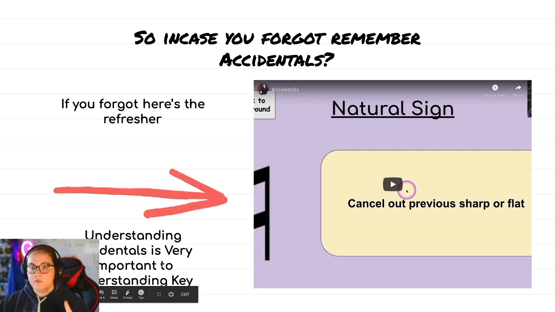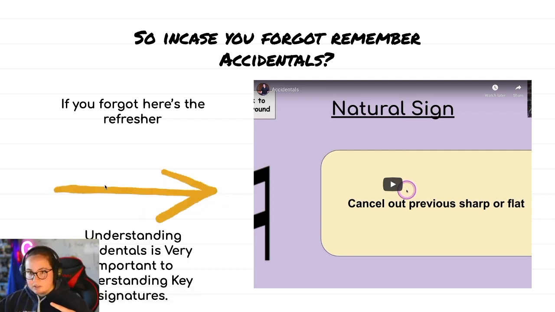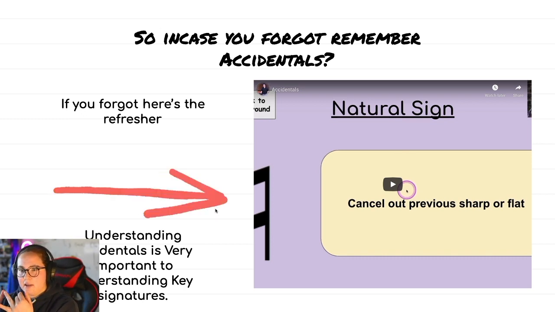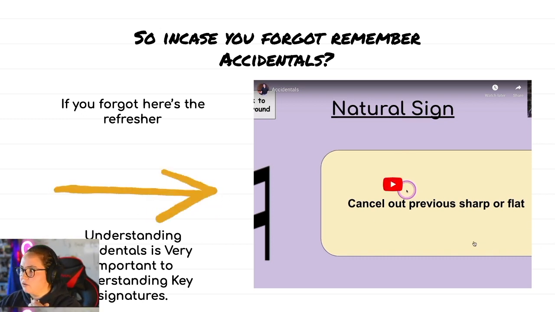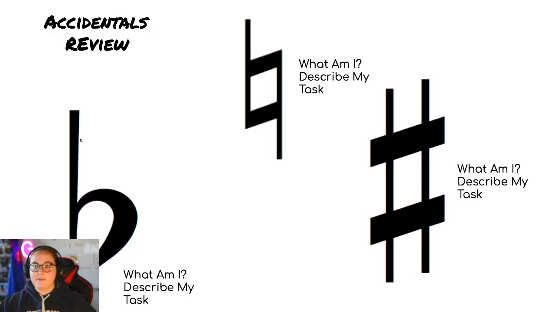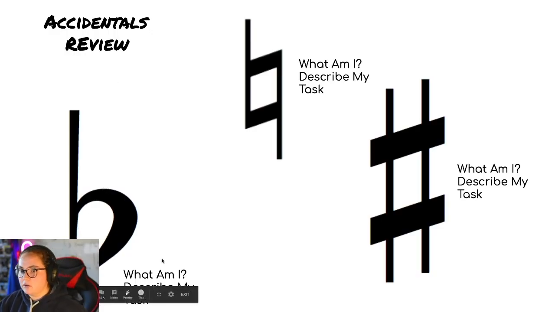First, if you forgot what accidentals were, a video is included in the slide deck. You need to understand what a flat, a sharp, and a natural are in order to actually understand what a key signature is. Emergency meeting, real quick. A 5-second review of what these are, right? So, if I am this first guy right here, and it's a little bit blocked by me being in the corner, but you can get the point.